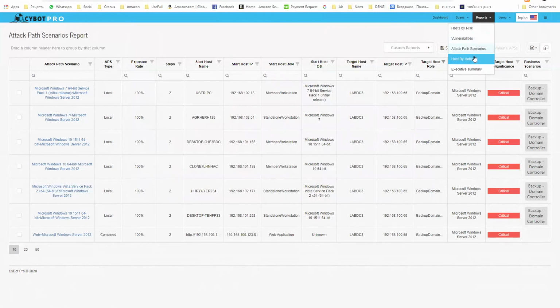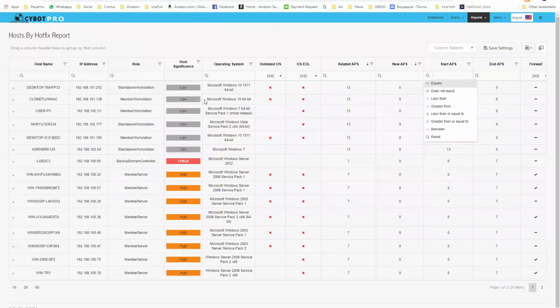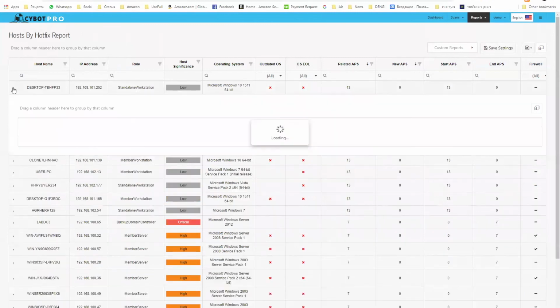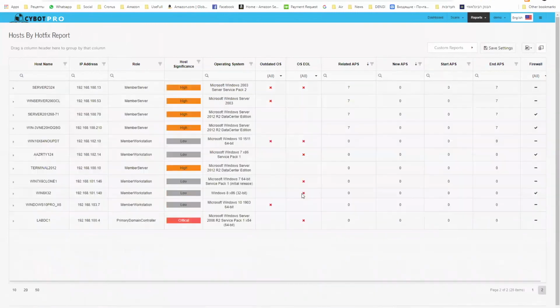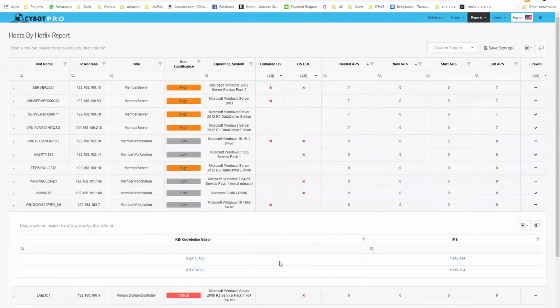The fourth report is the host by hotfix report. We can see here which KBs exactly are missing on the machines, for Microsoft OS only. Another server, also for example, which KB is missing. We can click on the KB and see on the Microsoft page data about the KB.